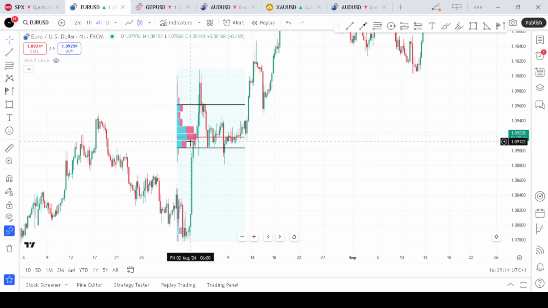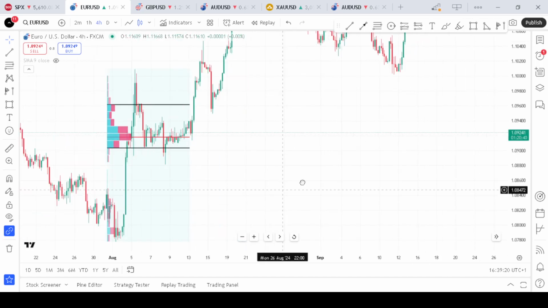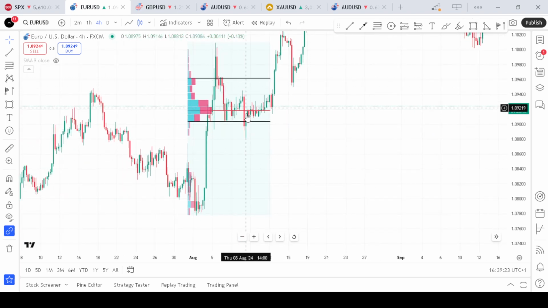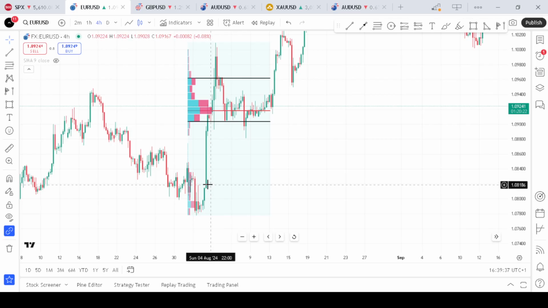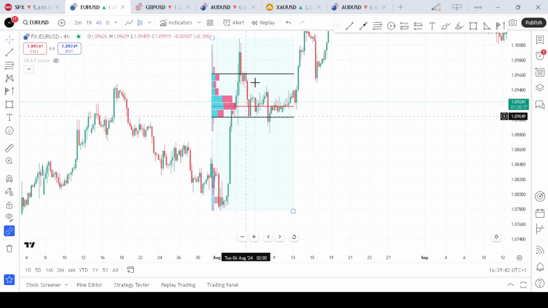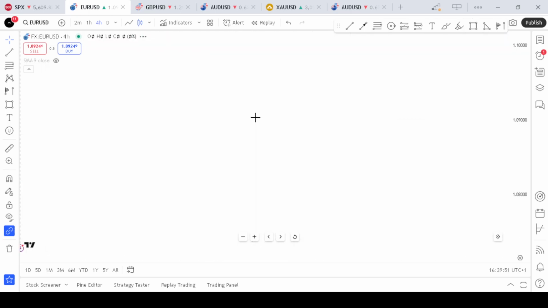Let's see how this particular volume instrument works. It helps traders to identify critical price levels where significant trading activity has occurred. These levels often serve as strong support or resistance levels or zones, providing valuable insight into the market structure and liquidity. These are areas where high volume occurred in the market. This is the high volume node and the low volume node.